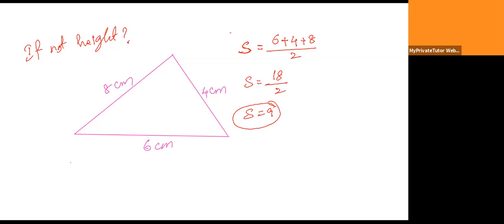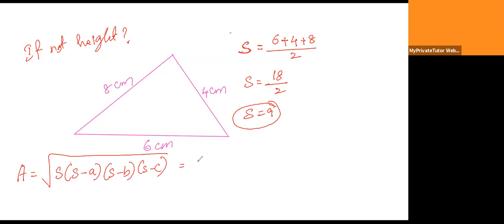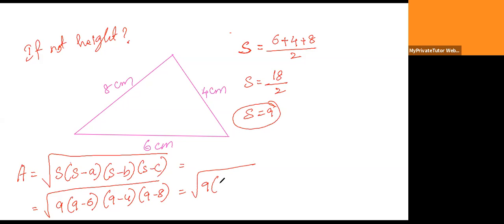So if S is 9, we are going to use that formula. What is Heron's formula to find the area? Square root of S times S minus A times S minus B and S minus C. Please substitute the values, guys. I'm doing it here. I hope you can see my writing. 9 is the S value. So 9 minus A. Let's take any side length as A, 6, 9 minus 4 and 9 minus 8. Please simplify this, guys. What is 9 minus 6?